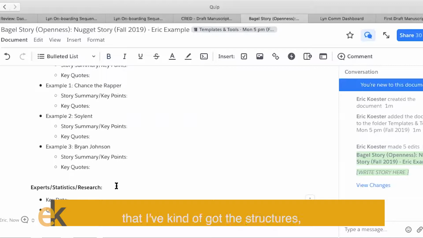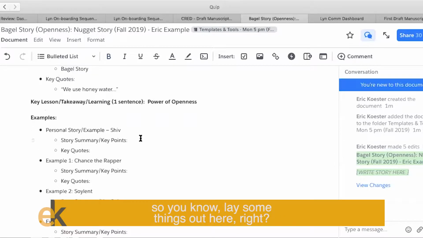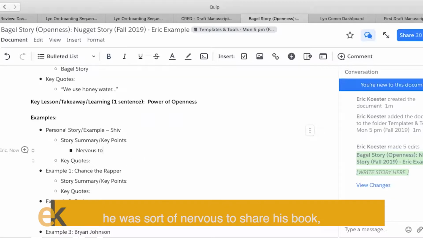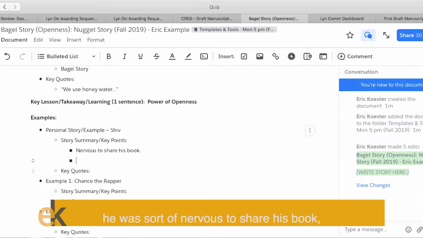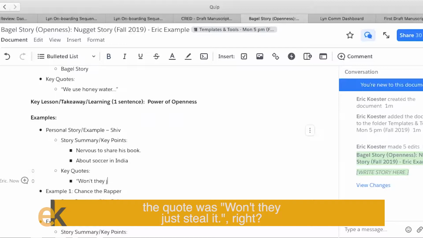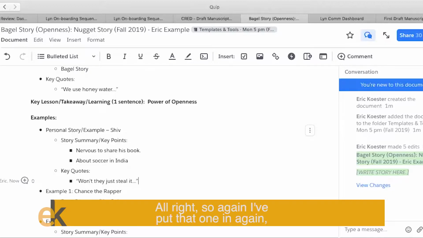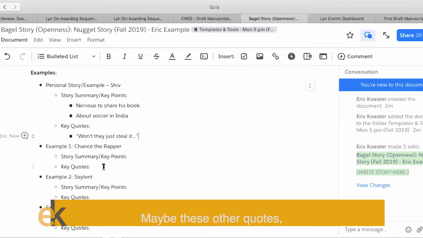Now what I've got here is the structure. So, let me lay some things out here, right? I may lay out the points in this one: he was nervous to share his book. It was about soccer in India. And then the quote was, won't they just steal it, right? Oops. Sorry about that, I don't know what that is. Won't they steal it? All right, so I put that one, and maybe these other quotes. I would fill this out. Just for this case, I'm not going to fill out all the details. You can do that independently on your own.